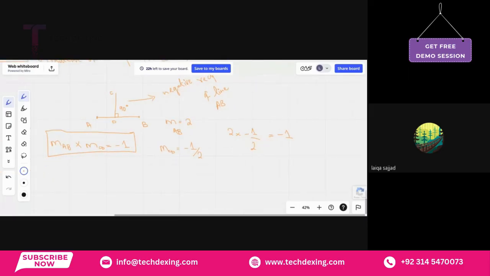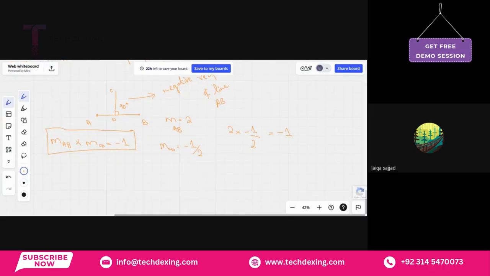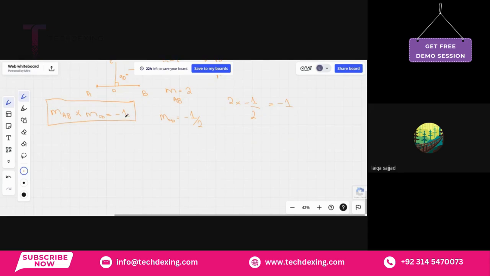So if you are given only the gradients and you are asked to verify whether these two lines are perpendicular or not, what you can do is simply multiply their gradients, and if the answer is equal to -1, then you can tell that the two lines are actually perpendicular to each other. So this is all that you need to know. And now we can finally move towards the exercise.